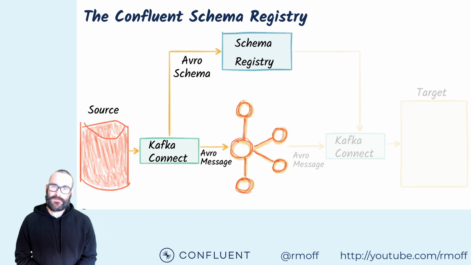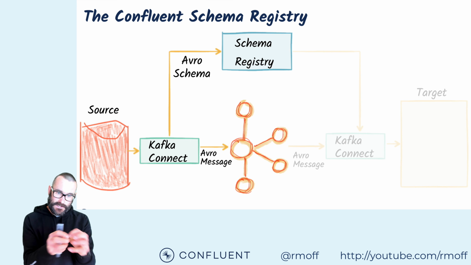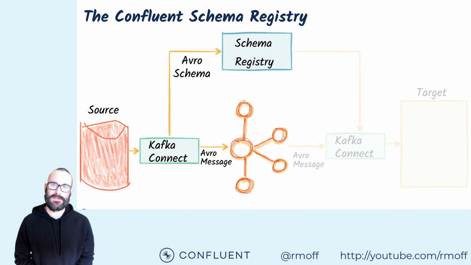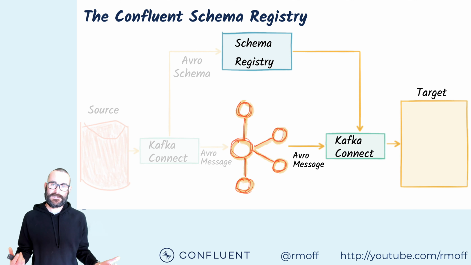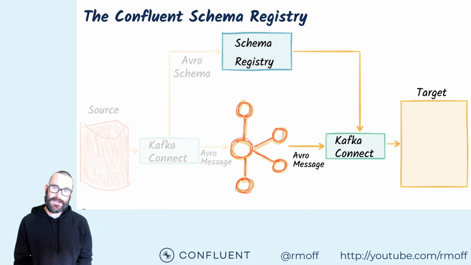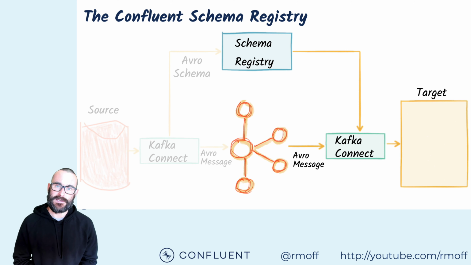With the schema for the data, it gets stored in the schema registry, and then Kafka Connect or any other tool that's writing to Kafka will write the message itself onto the Kafka topic. If we're using Avro, if we're using Protobuf, it's a nice small little binary representation of that data with a schema available separately.